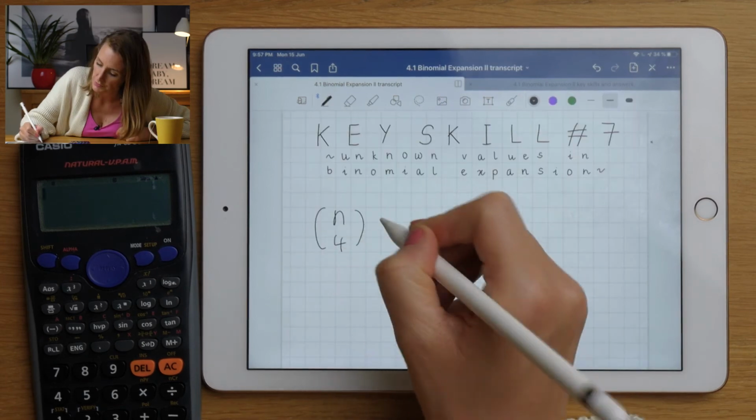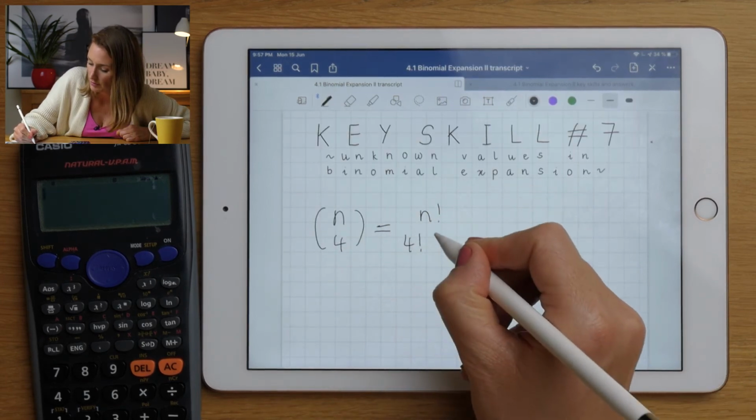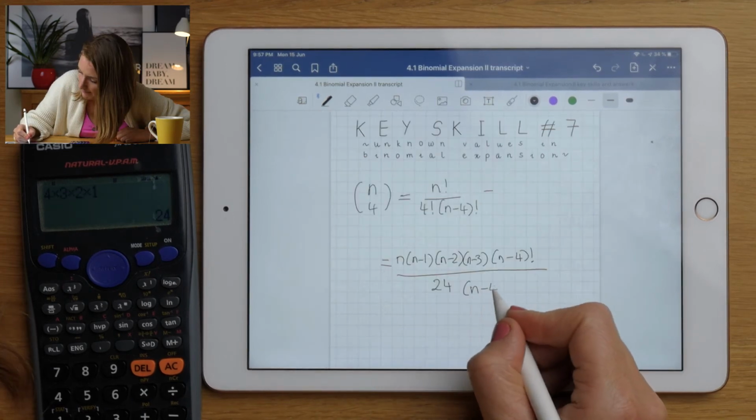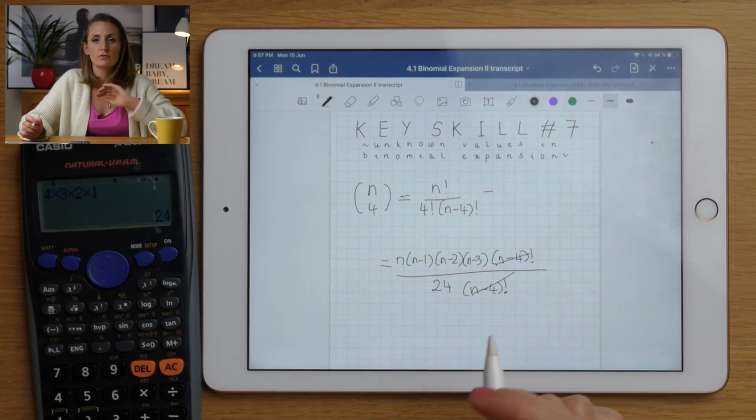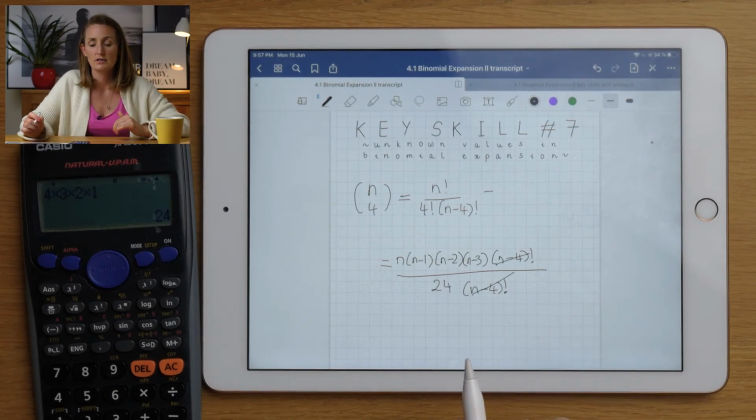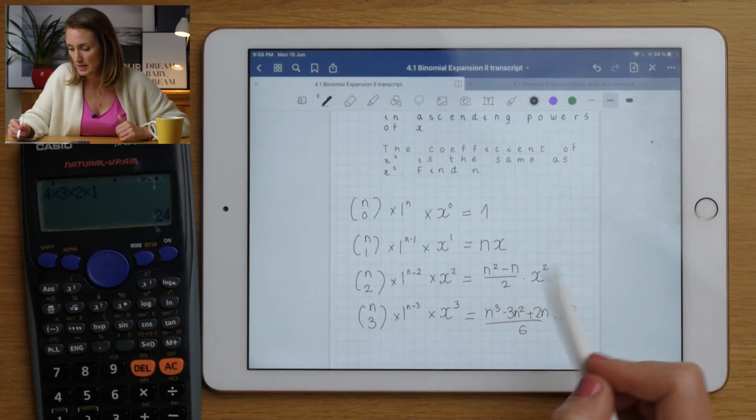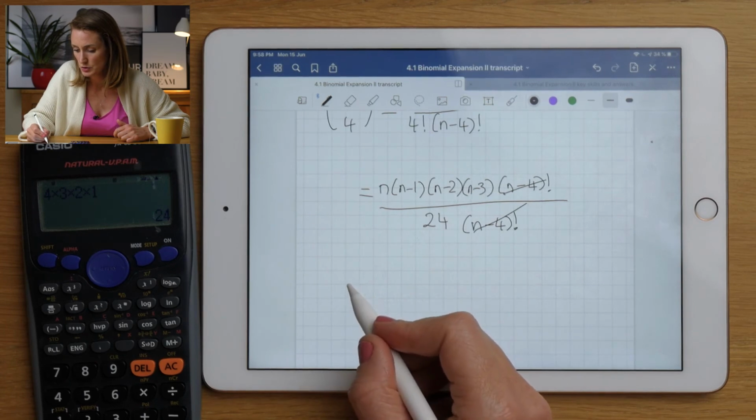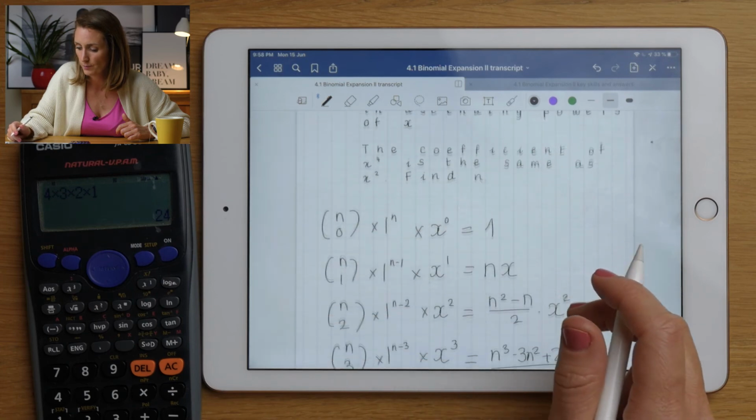It would be n choose 4, which would be n factorial over 4 factorial, n minus 4 factorial. Now, I'm going to leave it like this. This wasn't required in the expansion, so we don't need to multiply out. So we're told that this one is the same as x squared. Now, the x squared coefficient was n choose 2. So we've basically been told that n choose 2 is the same as n choose 4.